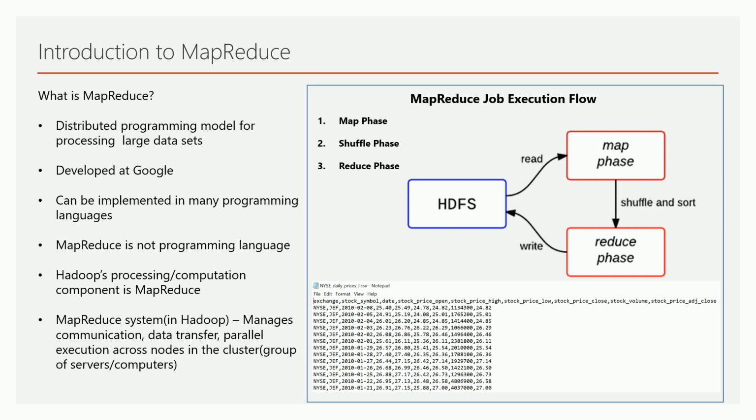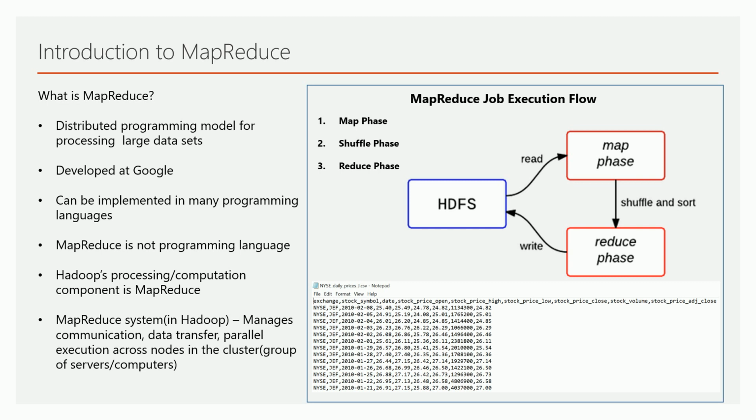This MapReduce programming model was developed by Google, and then it was adopted by contributors like Doug Cutting, who developed this MapReduce framework and added it to our Hadoop stack. As I said, MapReduce programming can be implemented using different programming languages like Java, Python, C, C++, and other languages as well.